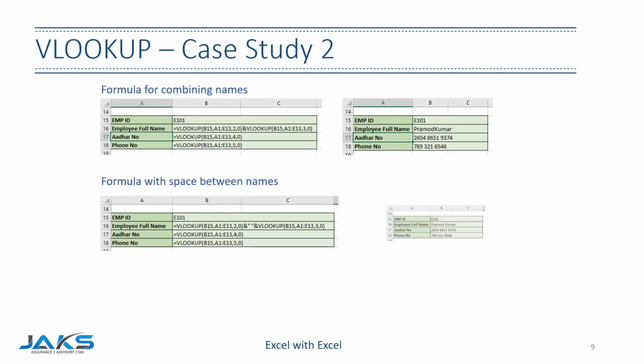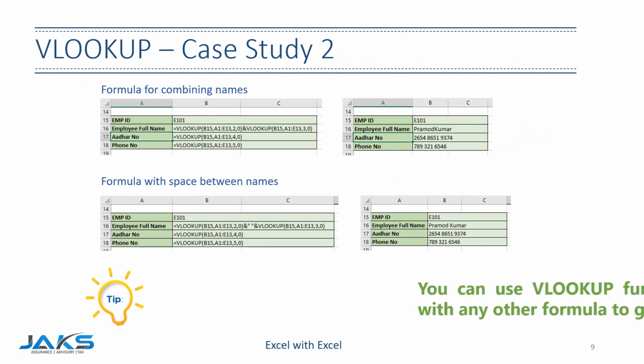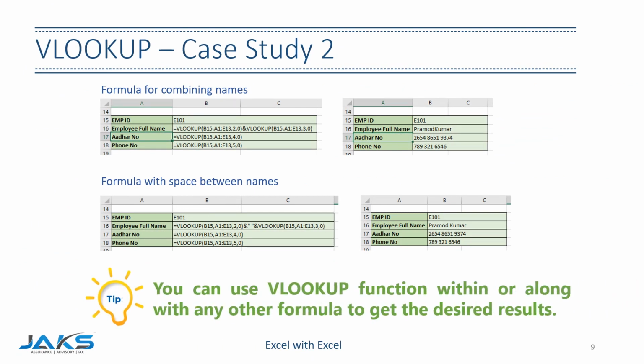But I need the full name of the employee in a single cell, rather than first name and last name in two separate cells. Can you help me with that? Of course. We can achieve that result with a tweak on the formula. Just join the two VLOOKUP formulas with an ampersand sign in between. As you can see, the joining symbol ampersand has solved the problem.